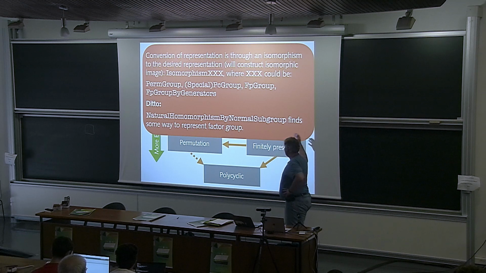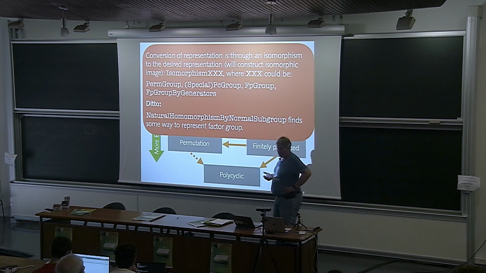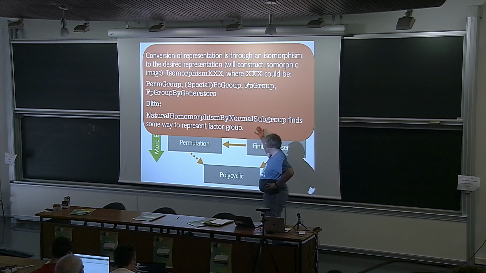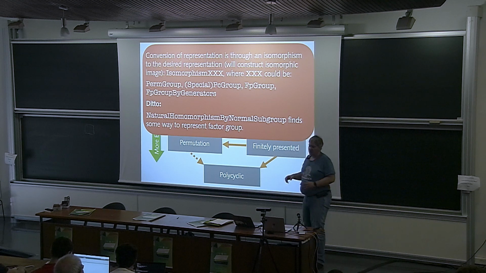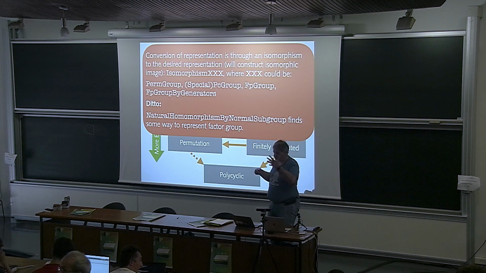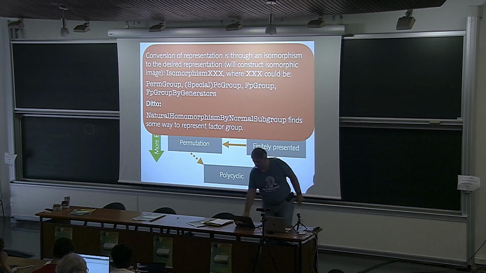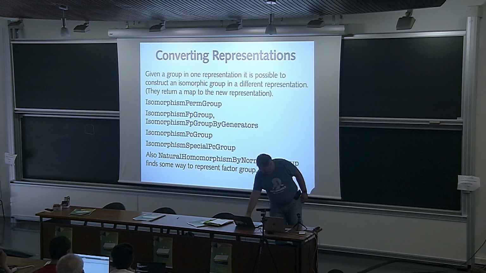Also, in a similar way, for factor groups, the way to work with them is that you take the natural homomorphism. There is NaturalHomomorphismByNormalSubgroup, which gets a group and a normal subgroup, and then makes a homomorphism, the image of which is isomorphic to the factor group. Oh yeah, that basically says the same.